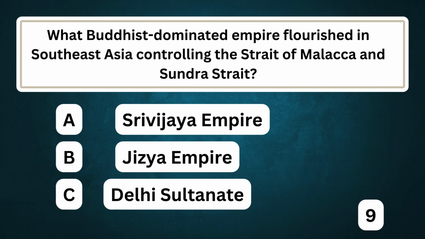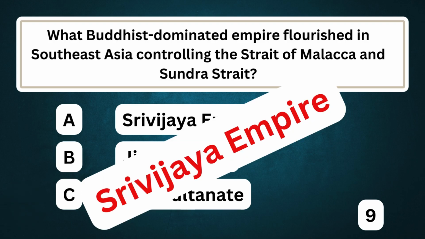What Buddhist-dominated empire flourished in Southeast Asia, controlling the Strait of Malacca and Sunda Strait? Srivijaya Empire was a Buddhist-dominated empire in Southeast Asia.